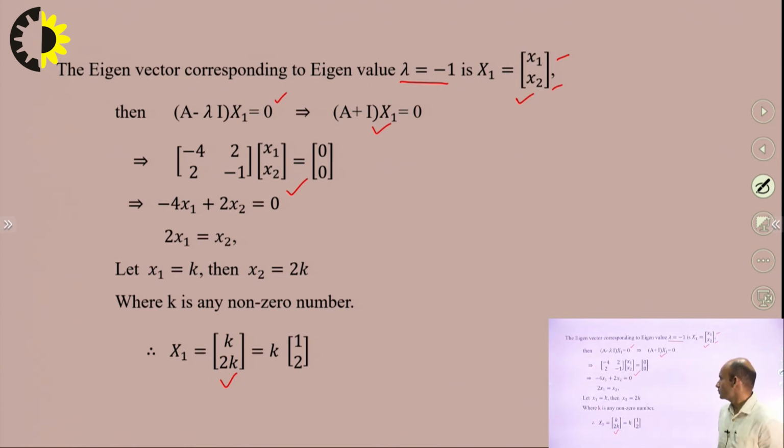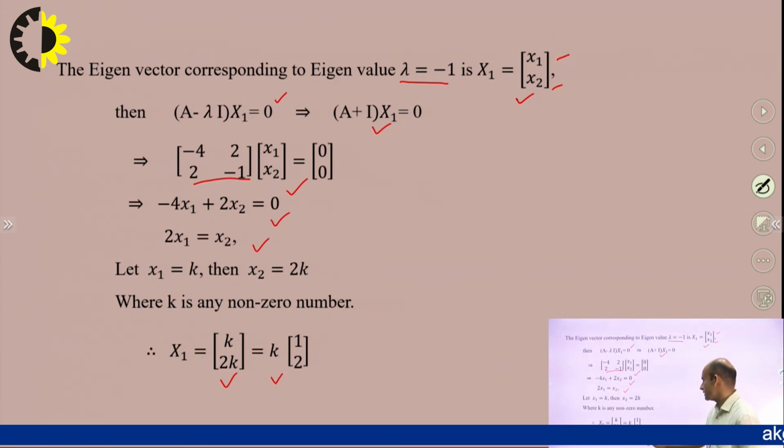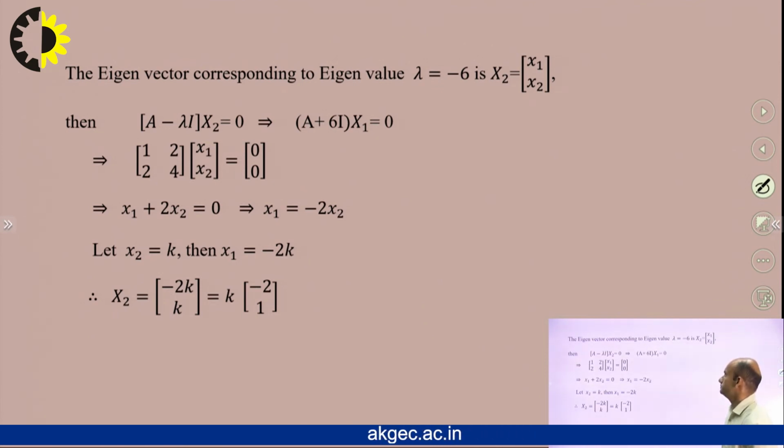So we can solve this equation. As we know, we have similar equations here, and we have only one equation. So first we have to assume any of the variables x1 or x2 as some arbitrary number, and here we have assumed that x1 is k, any arbitrary number, and x2 will be 2k. So we have a vector which is k and 2k, where k is any arbitrary number.